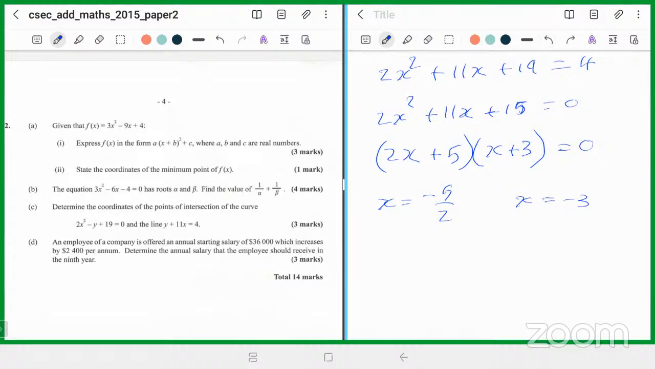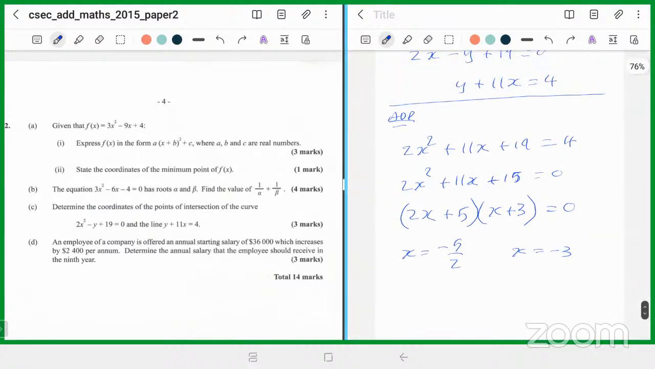Remember, you're not finished yet. You have to find a y value to go with this and a y value to go with that. You're solving a pair of simultaneous equations, and the question is asking you to determine the points of intersection, which you get by solving them simultaneously. Points mean coordinates. Coordinates mean x and y.